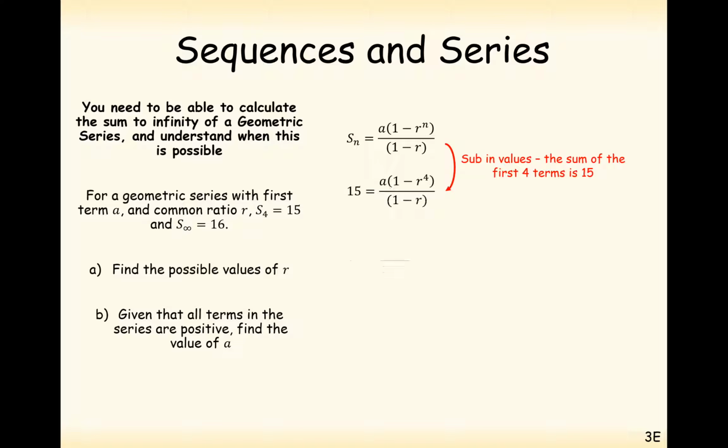In this case, we're going to form a simultaneous equation. And we're going to do the same thing for the S infinity equals 16, but we know that the series is going to be convergent, so therefore we can use the sum to infinity formula instead. So in this case here, 16 is equal to A divided by 1 minus R.